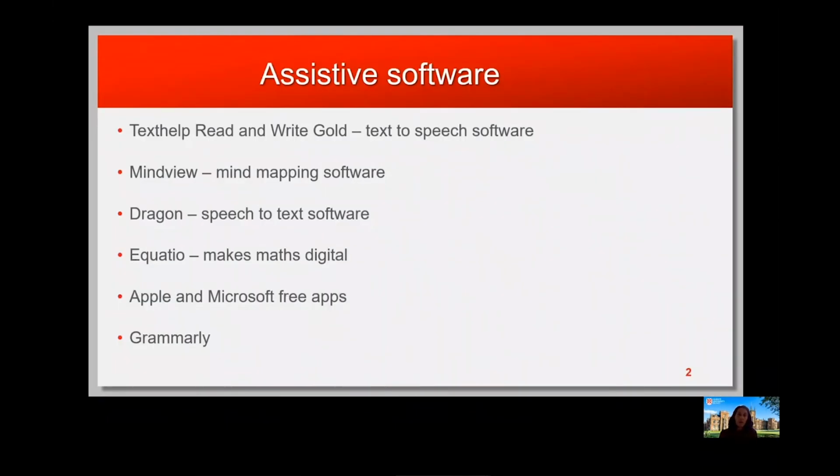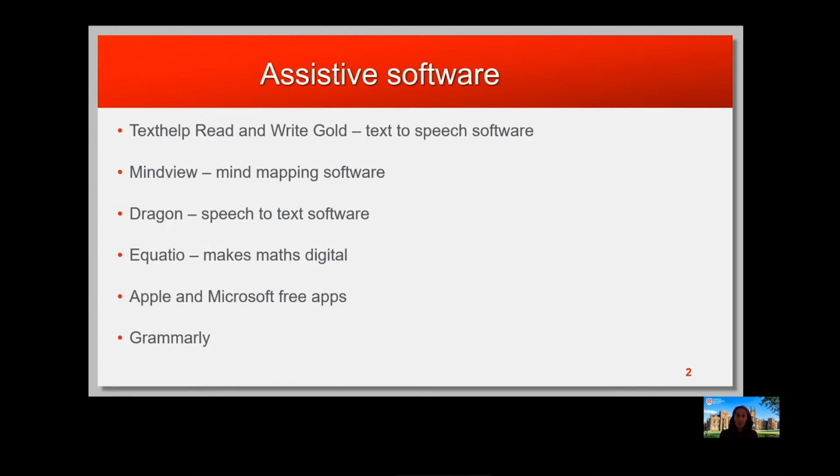At Queen's, we're lucky enough to have site licenses for a number of assistive softwares. This means that students and staff can access these when they're on campus. There are also a couple of inbuilt Microsoft and Apple apps that you can use when you're at home on your own computer. Texthelp Read and Write Gold is text-to-speech software. This means that anything on the computer screen can be read out loud.